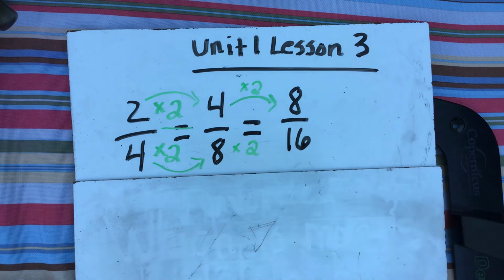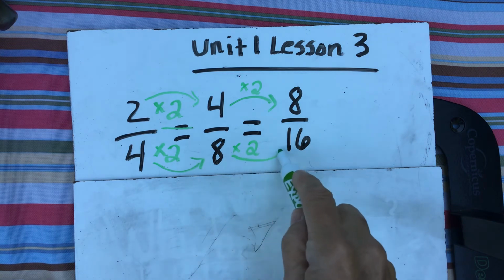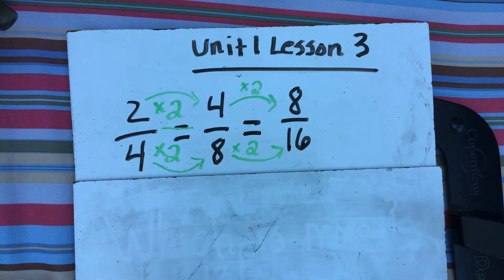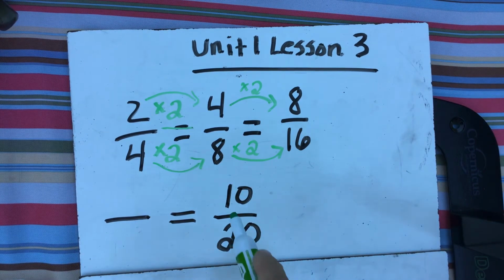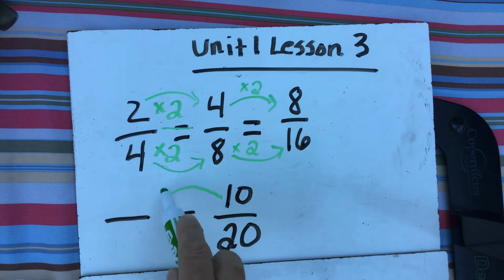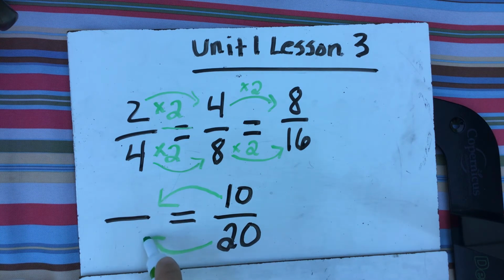Now, I'm going to challenge your thinking. I'm going to give you the final fraction now, 10/20. And what would I need to do to get a smaller fraction? What would I do to the 10? And then I'd have to do the same thing to the 20 to get a smaller fraction over here.